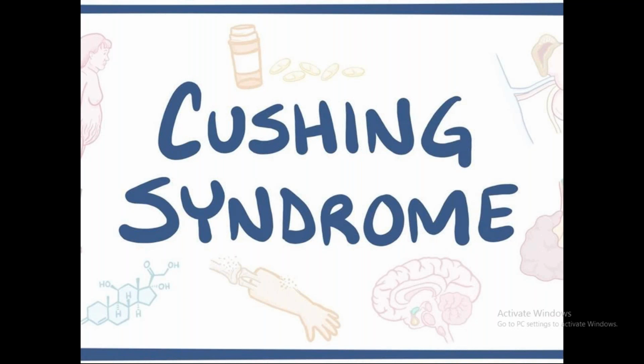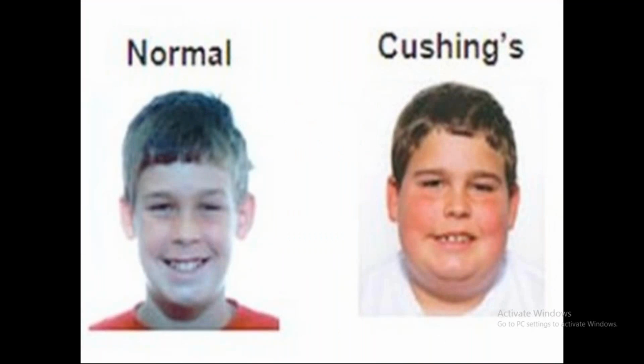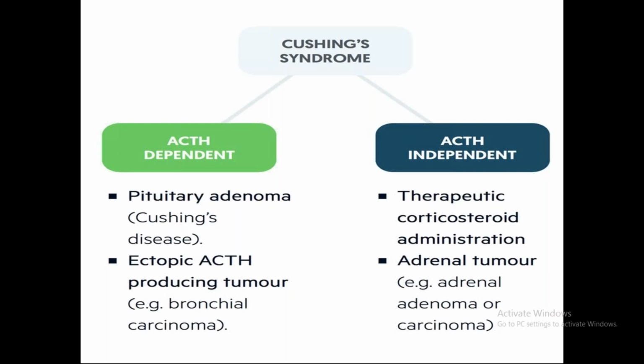Let's see Cushing syndrome. Can you make out the difference between a normal person and a Cushing syndrome person? Cushing syndrome is of two types: adrenocorticotropic hormone dependent and adrenocorticotropic hormone independent. ACTH dependent Cushing syndrome means a pituitary adenoma, some defect in the pituitary gland, and ectopic ACTH producing tumors, such as bronchial carcinoma.